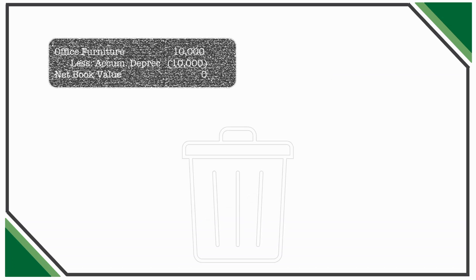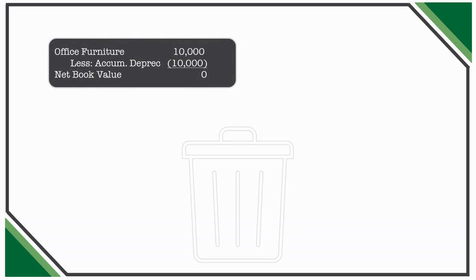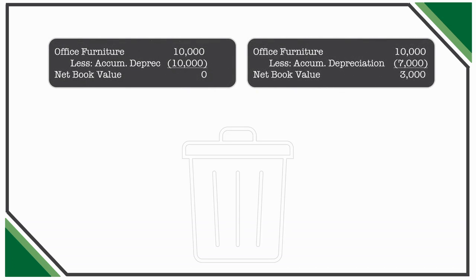When looking at the disposal of property, I want to illustrate two different scenarios side by side. The first scenario we have office furniture with a $10,000 historical cost, and it's fully depreciated. In the second scenario, we will refer to the same office furniture, but it's not fully depreciated and is on the balance sheet with a net book value of $3,000.